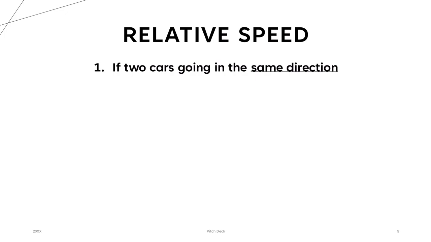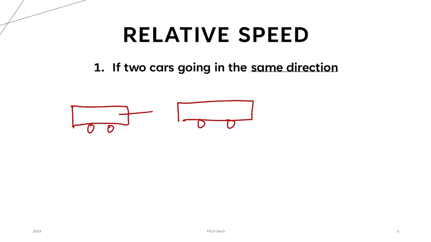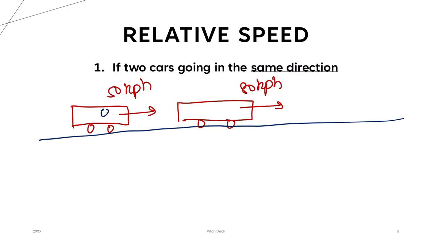Suppose two cars are going in the same direction. I hope you have driven on a highway. So you are going at a speed of say 50 kilometers per hour, and there's a car in front of you going at a speed of 80 kilometers per hour. So this is a road. You are sitting in this car.